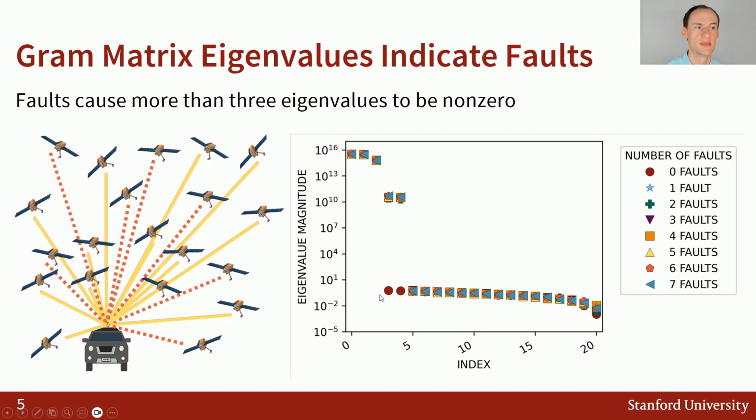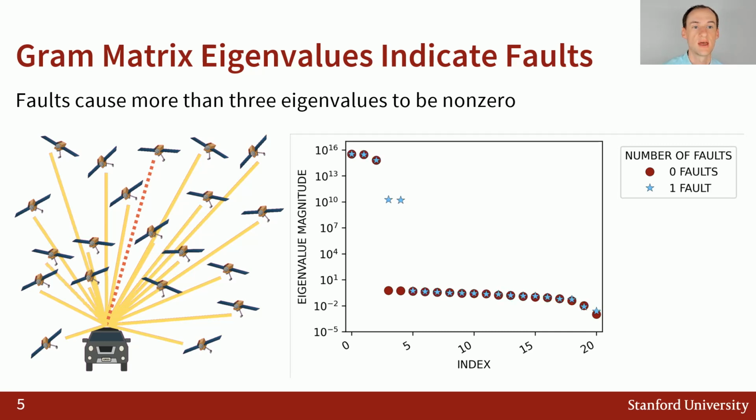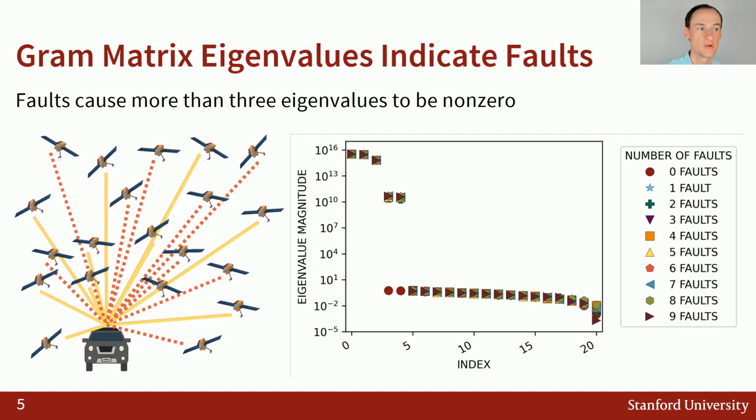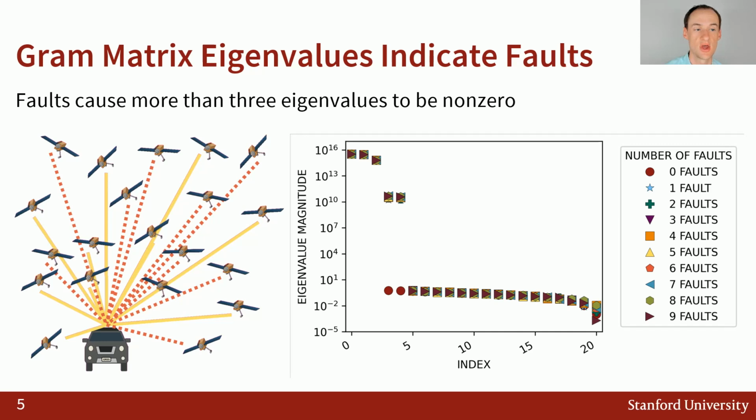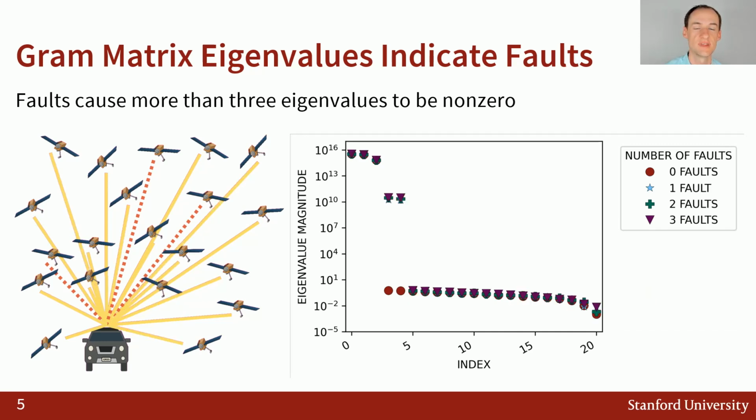And so the foundational thing is that if we take the eigenvalues of this Gram matrix, when there's not a fault, all the eigenvalues are close to 0 except for the first 3, showing that the Euclidean distance matrix has a rank of approximately 3. However, when we do add a fault, all of a sudden the 4th and 5th eigenvalues jump up to be extremely non-zero and continue to increase.